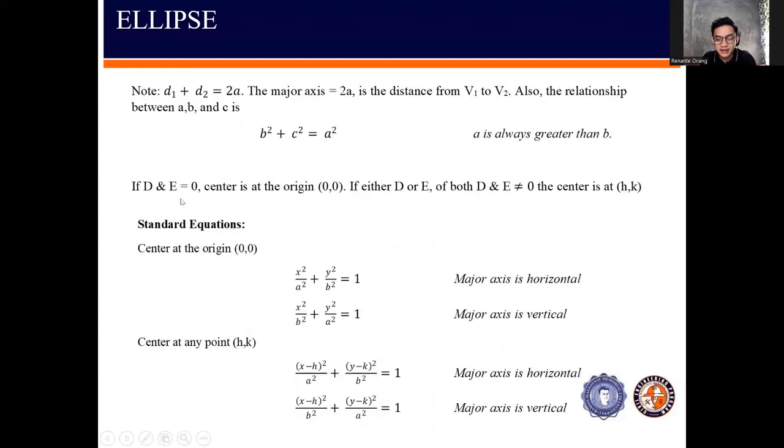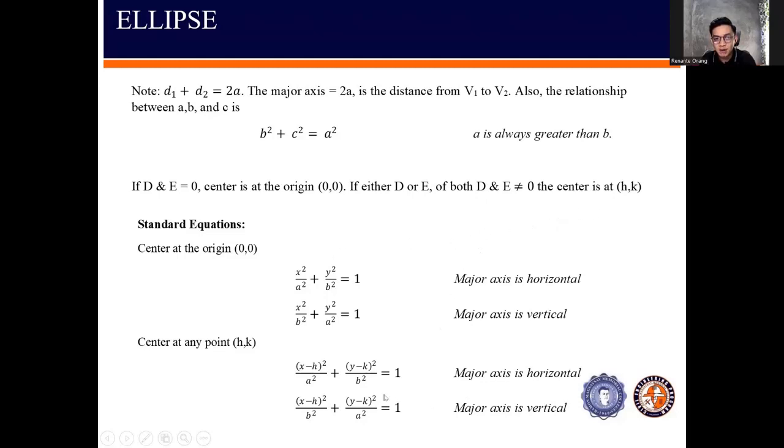So, if D and E in the general equation are 0, it means, class, that the center of our ellipse is at the origin of our axes. If either D or E or both D and E are not equivalent to 0, therefore our center is not at the origin, that is (h, k).